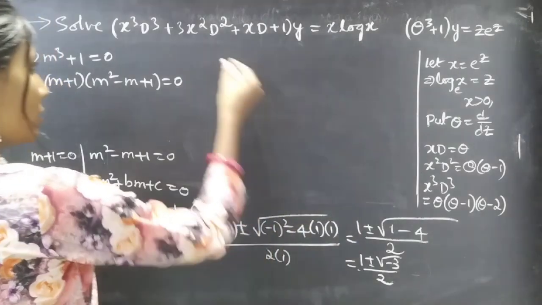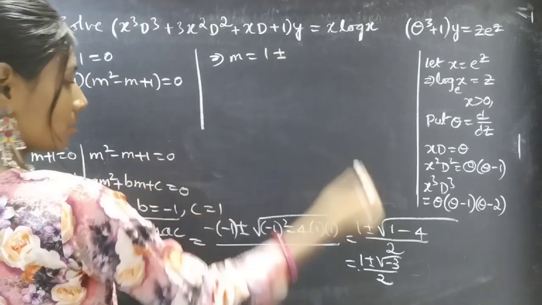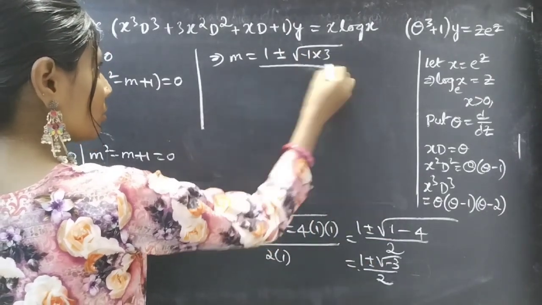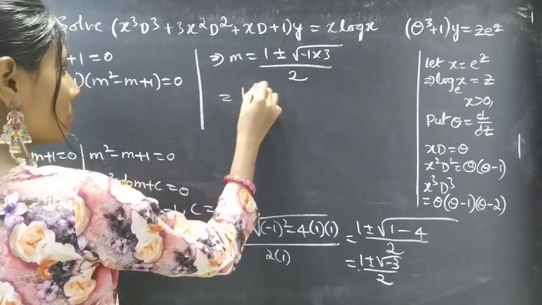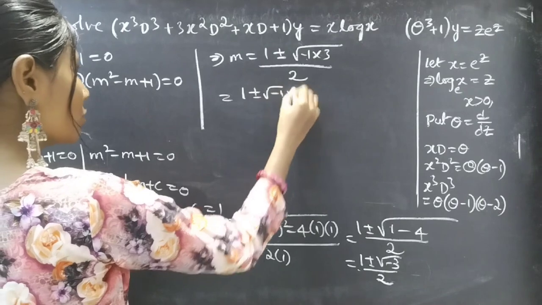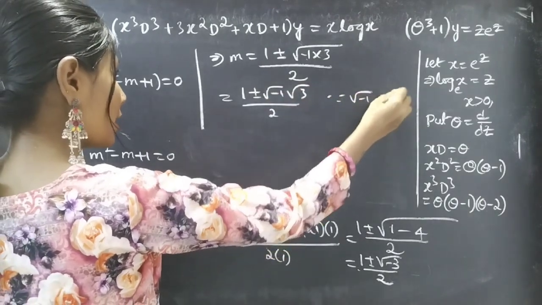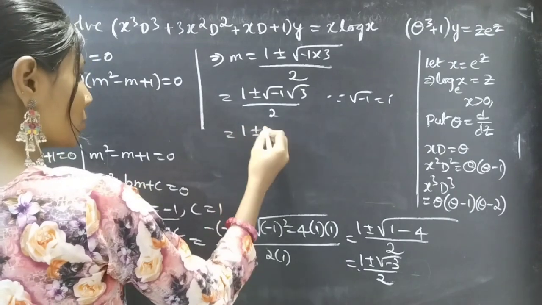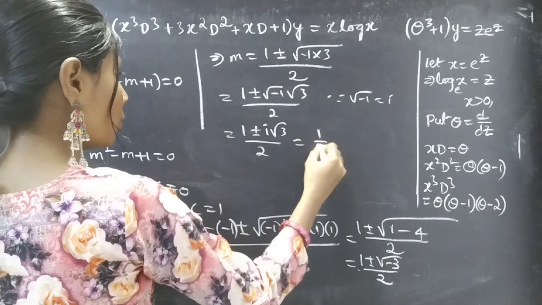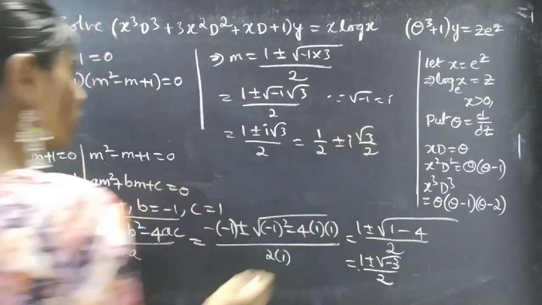Now we can write this as 1 plus or minus, write minus 3 as minus 1 into 3. This equals 1 plus or minus, now split the square root of minus 1 into 3 as square root of minus 1 into square root of 3, by 2. Since we know that square root of minus 1 is i, this becomes 1 plus or minus i root 3 by 2, or 1 by 2 plus or minus i into root 3 by 2, a complex number, right?